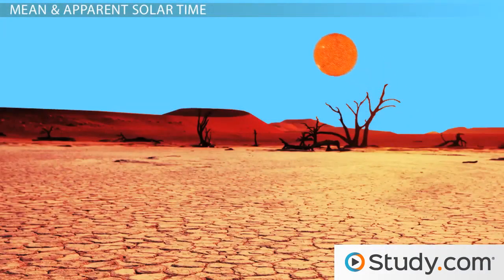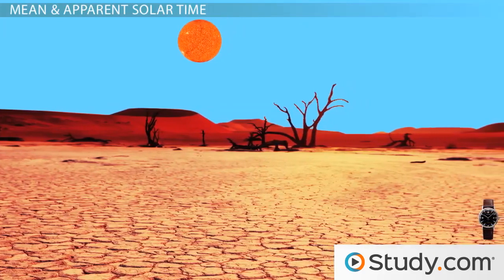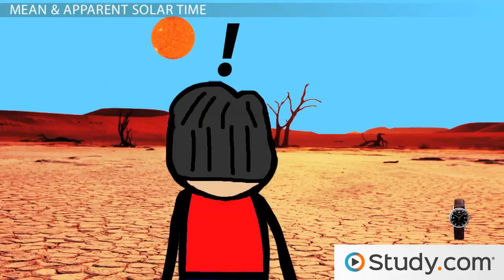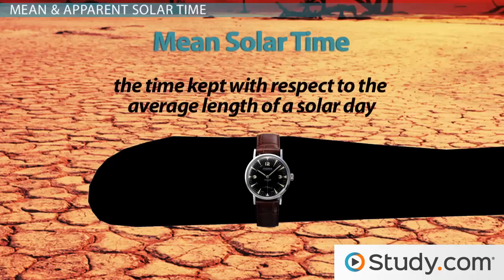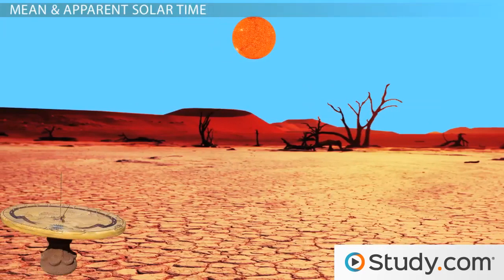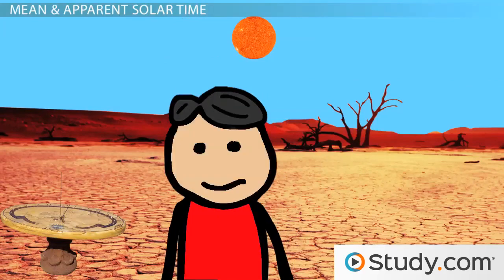As you ponder this, you decide to look around for any supplies you can find to help you keep time. You get extremely lucky. You find a plain old working wristwatch. Such a watch keeps mean solar time, the time kept with respect to the average length of a solar day, or 24 hours. As you keep searching for more stuff, you find a sundial. All of a sudden, after being forced to stare at the sun's path along the sky to keep time, you are flush with timekeeping options, but they're not all the same.